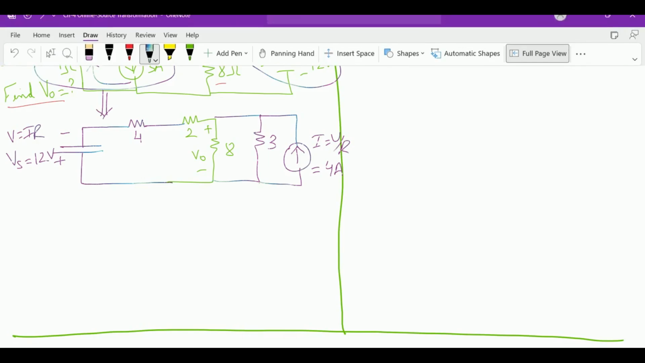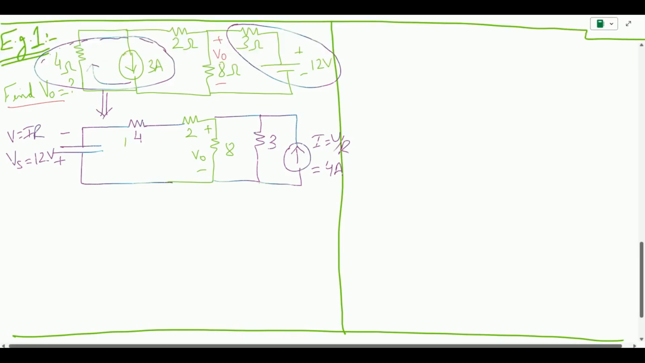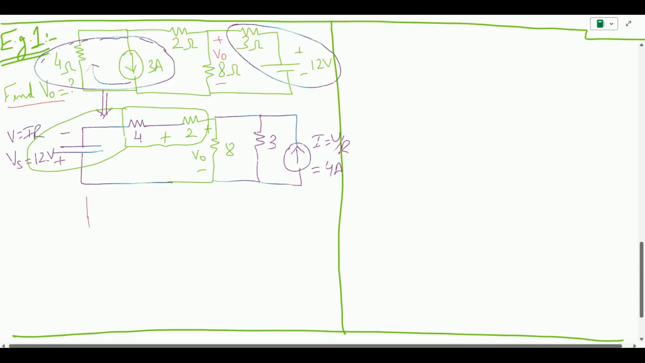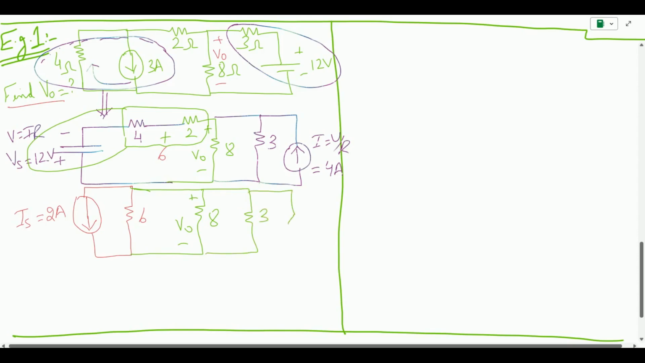Now what is the next step that I can do? I can see that this is again in series, so I can add them together, and again it is appearing with the voltage source, so I can transform this into a current source. So now the circuit becomes, again I'll take a current source in the downward direction, and I will transform this 6 into parallel. So this becomes 6, and this time IS becomes 2 amps, and the remaining circuit is as it is. So now followed by 8 ohm, where I need to find the unknown voltage V out, and then it is followed by the 3 ohm, and then I have the current source of 4 amps. Now this is the circuit which I have reached.